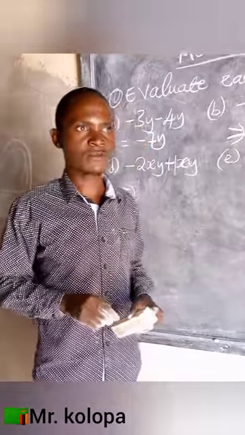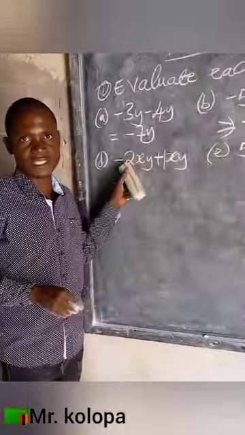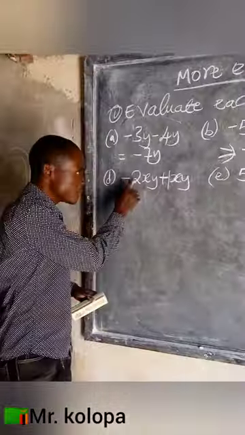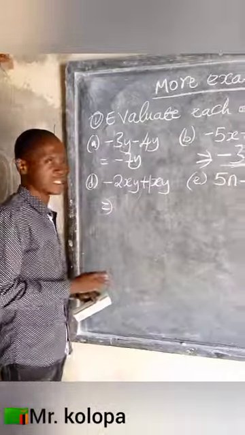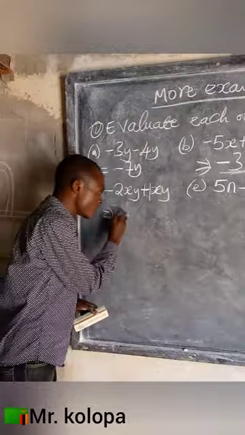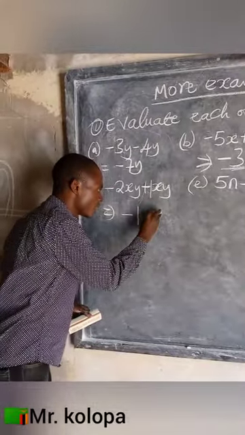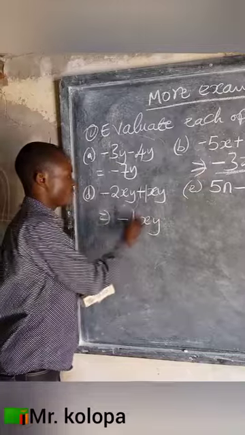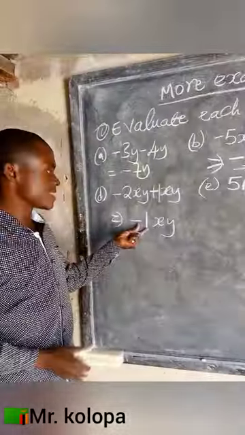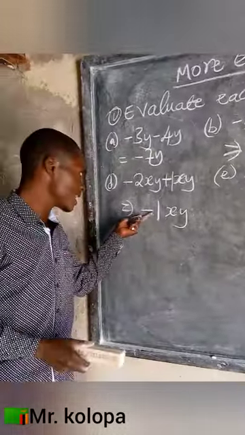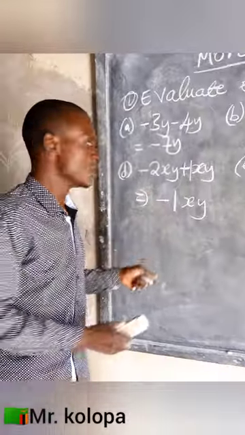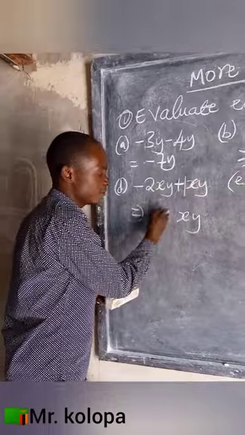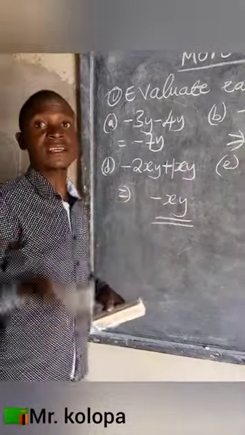Then what will be the sign of the 1? Because we have different signs, the sign of 1 would be negative. Why negative? The bigger number is having a negative. So the answer is supposed to be negative 1xy. Now, the 1 is supposed to be invisible, but a negative can't be invisible. So my answer now is just going to be negative xy.